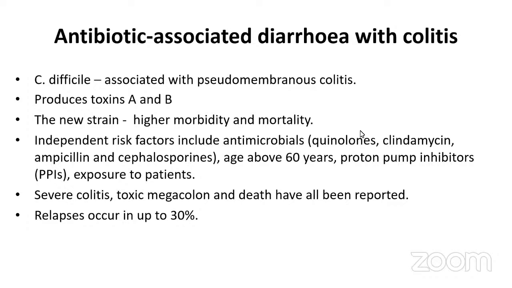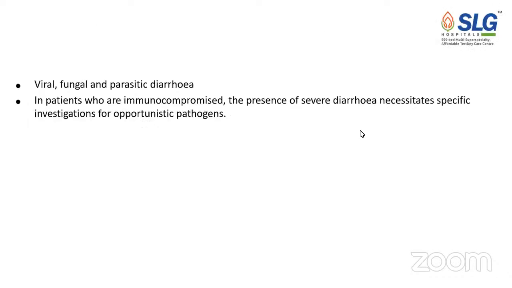Independent risk factors include antimicrobials, quinolones, clindamycin, ampicillin, and cephalosporins, age above 60 years, proton pump inhibitors, and exposure to infected patients. Severe colitis, toxic megacolon, and death have all been reported. Relapses occur in up to 30% of the patients. So we also see viral, fungal, and parasitic diarrhea in patients who are immunocompromised. The presence of severe diarrhea necessitates specific investigations for opportunistic pathogens. Next slide.